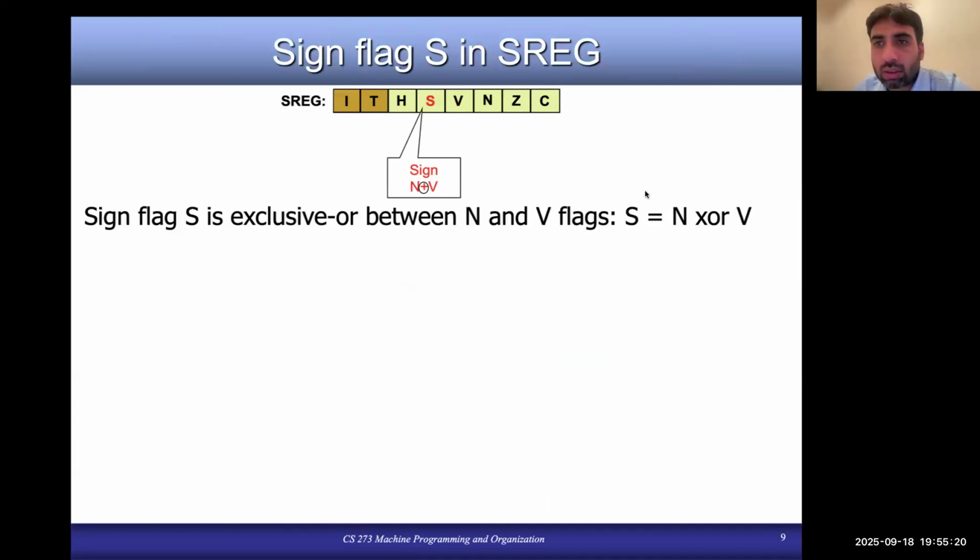Someone asked, what happens if both conditions are true? If both conditions are true, then still the overflow flag will be set. Why? Because we said that if at least one of them is true, our flag will be set. So if both are true, we are meeting the requirement of fulfilling one condition, and our overflow flag will still be set equal to 1.